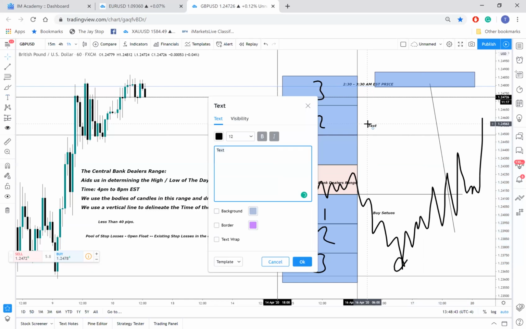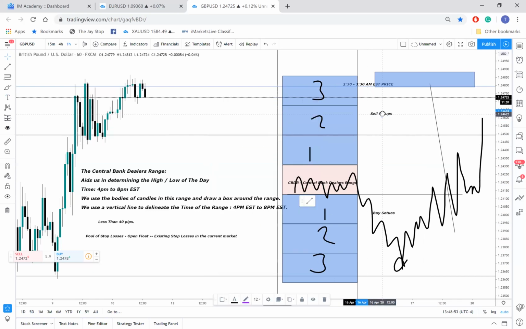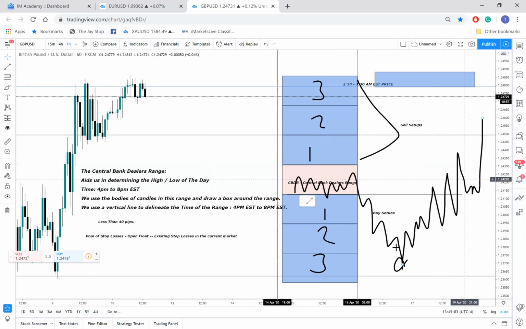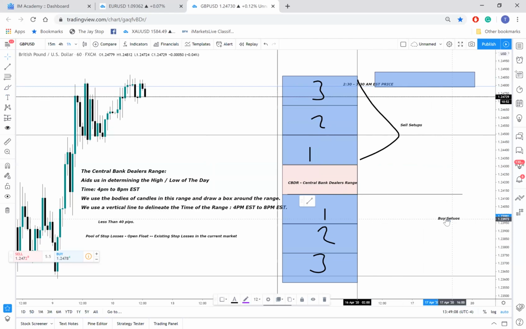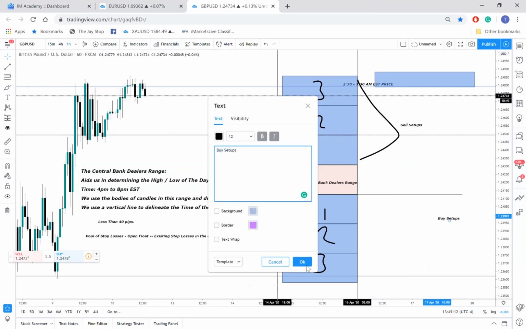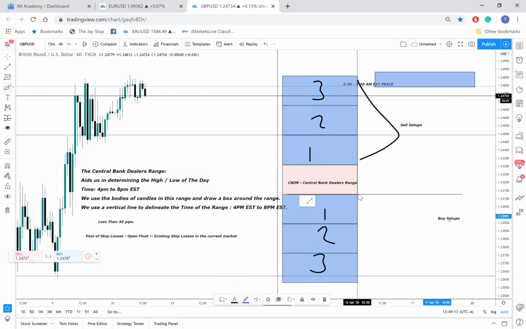You want to be selling. This is going to be your sell setups above the range, right? From here to here. This is your sell setups. A little typo there. And your buy setups are from here to here, right? So we have the range. Buy setups are underneath. Sell setups are on the top.